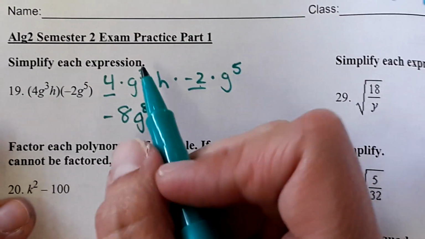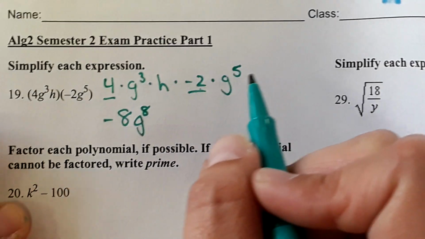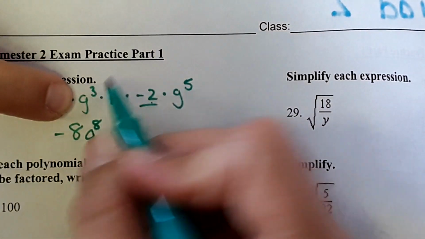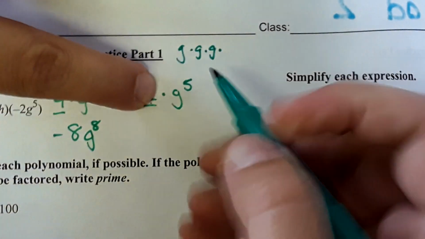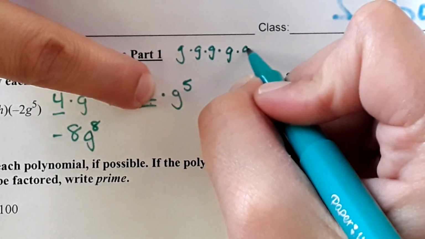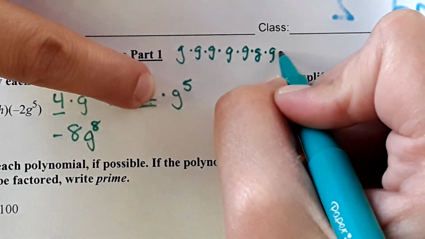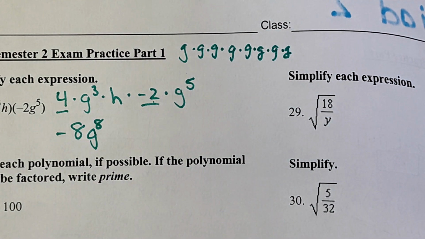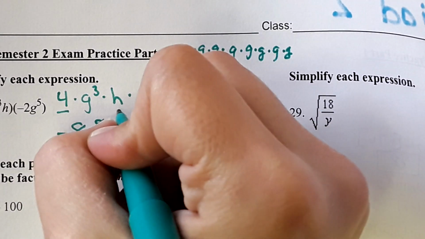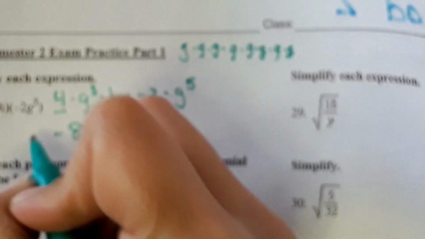I know it can be kind of hard to remember whether you add or multiply those exponents, but if you look at the concept, this would be g to the 3rd power, so that's g times g times g. And then you're multiplying by g to the 5th power, so that's 5 g's. And that would make a total of 8 g's. And then just h. There's one h here. And that's your answer.